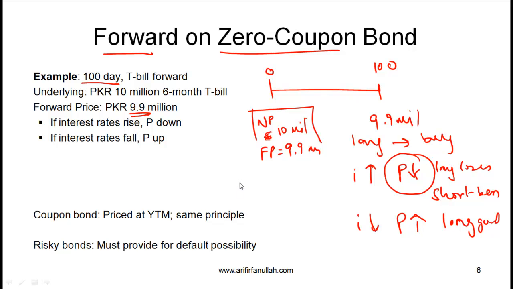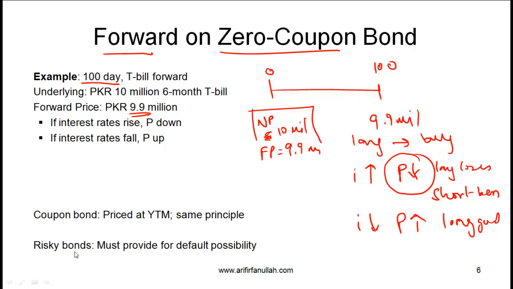So here we simply talked about a zero coupon bond. What about coupon paying bonds? There the basic idea is the same. The coupon bonds are priced based on, say, yield to maturity, and the same principle holds. If you get into a contract to buy a coupon paying bond for a certain price, then if interest rates go down, then the long party benefits because the price of the underlying goes up.